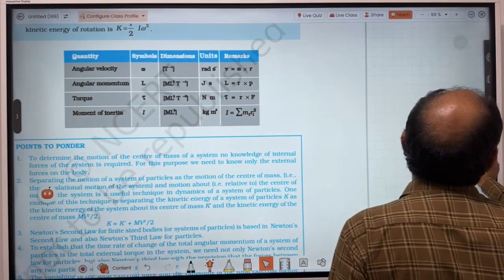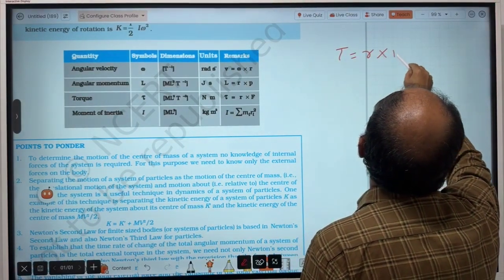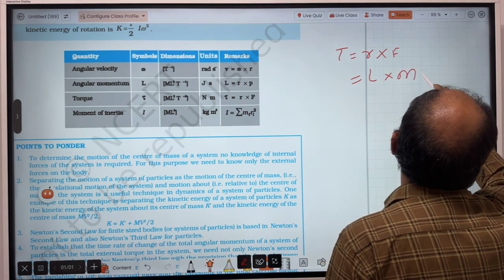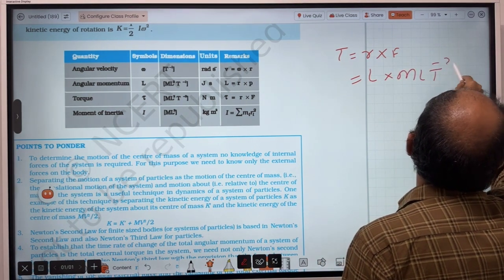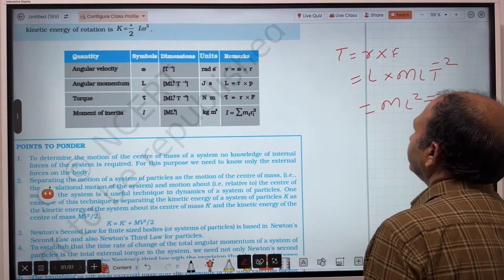Torque is tau equal to r cross F. So let's write the dimensions. This is L, this is M L T power minus 2. So what do we get? M L square T power minus 2.